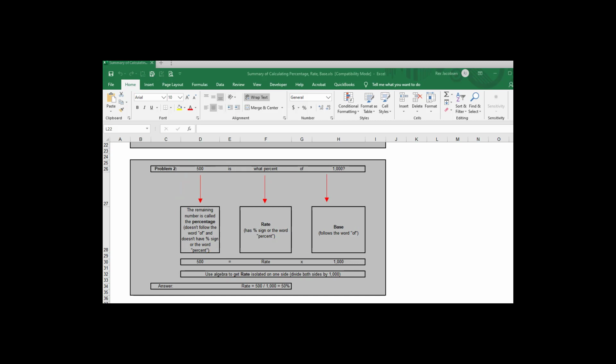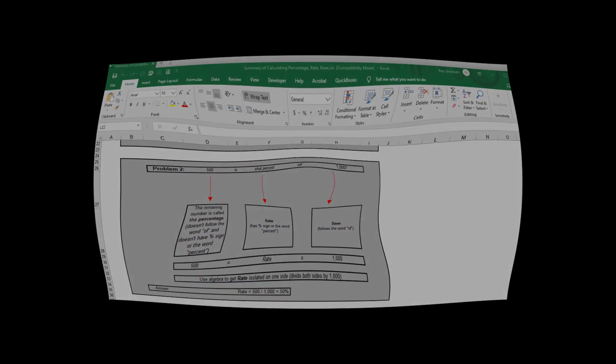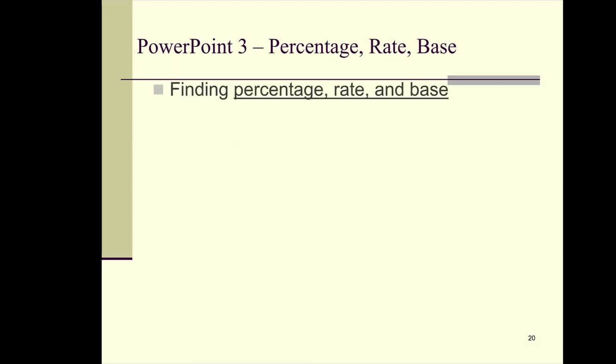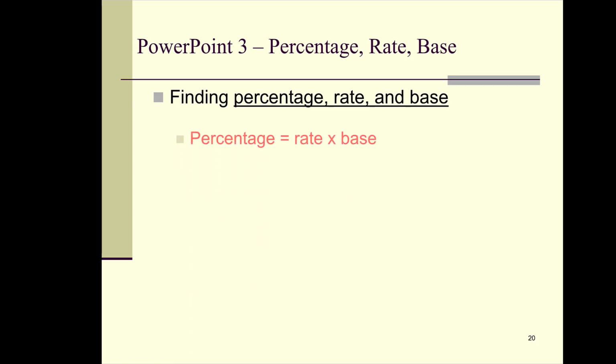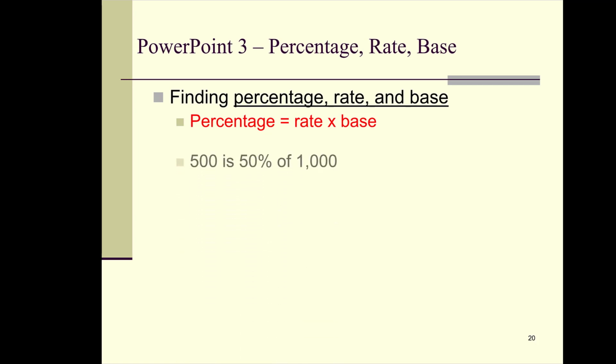So in the next few slides, we'll get some practice in doing these actual problems, and we'll start off by calculating percentage. So we will need to know this formula: percentage equals rate times base. The best way to explain this is with an example. So is this true? 500 is 50% of 1,000? I think we can pretty easily say that that is true.